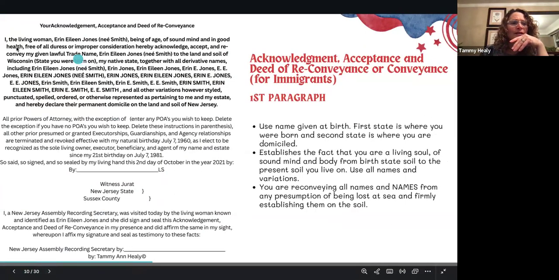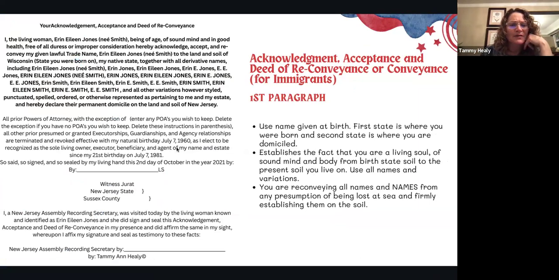Okay, so I wanted to just put a copy of what that looks like. Okay, it says, I, the living woman, Erin Eileen Jones, née Smith. So Smith was her maiden name. Being of age, of sound mind, and in good health, free of all duress or improper consideration, hereby acknowledge, accept, and reconvey my given lawful trade name, Erin Eileen Jones, née Smith, to the land and soil of Wisconsin or whatever state that you were born on. My state would be Connecticut, so I would put Connecticut.